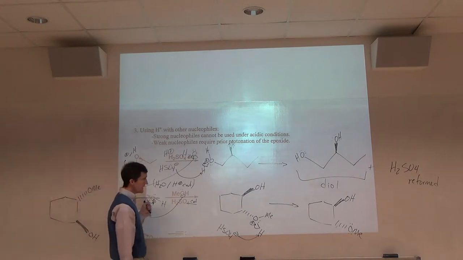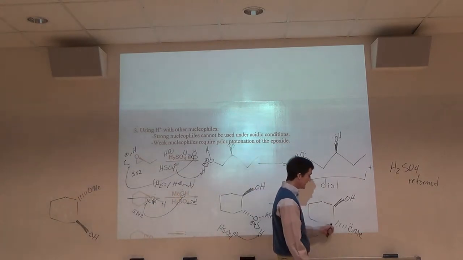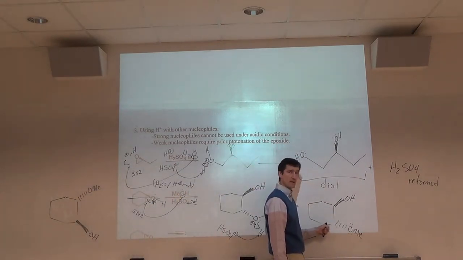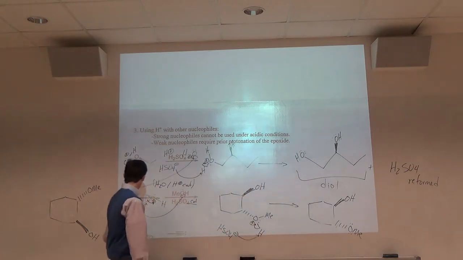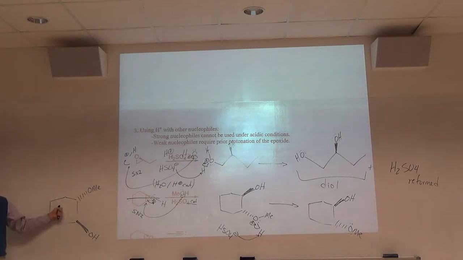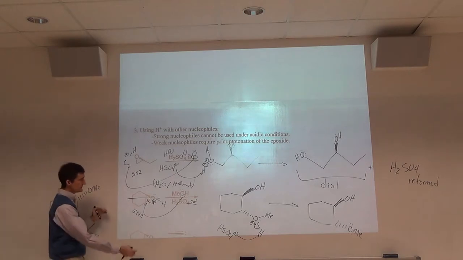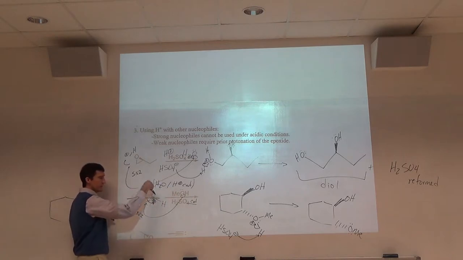If we react this and only get this enantiomer, this is chiral. There's no plane of symmetry. It would be optically active. We'd have a Nobel Prize. But you also get 50% of this, and the mixture is not optically active. 50% chance of attacking here and 50% chance of attacking there.